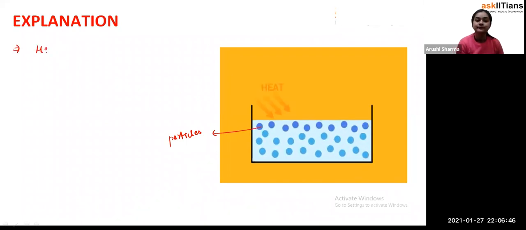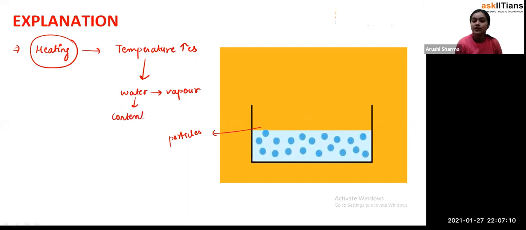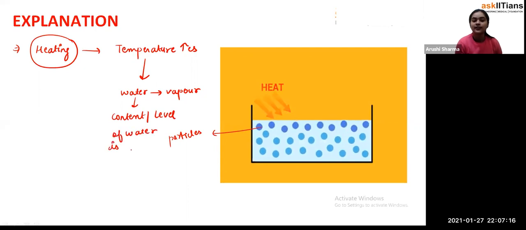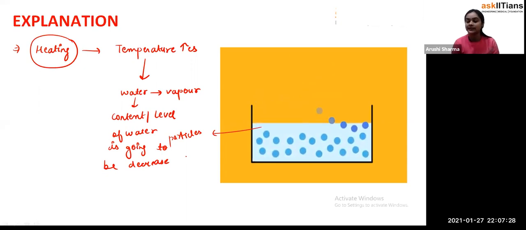So what we can see here, when we start heating it, due to the heating process, what will happen? The temperature is going to increase. And when the temperature increases, what will happen, student? The water will convert into the vapor form. And when it is converted into the vapor form, obviously the level of water is going to decrease in the beaker, and you are just left with the other particle, that is salt or sugar.